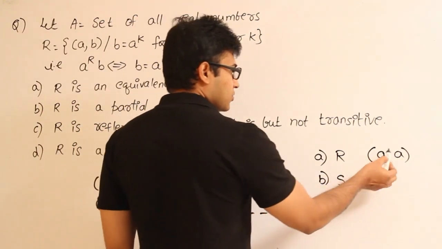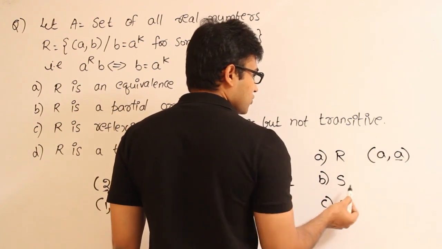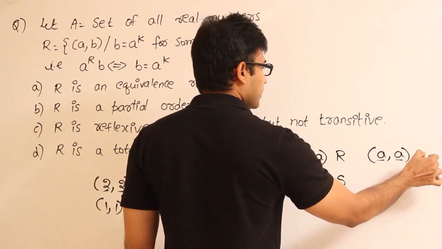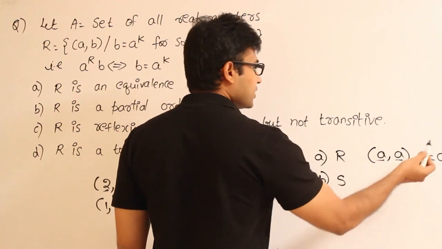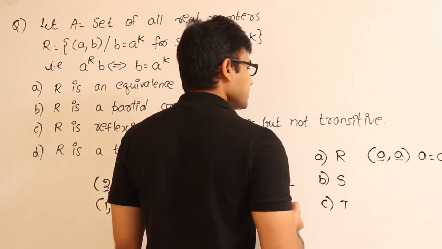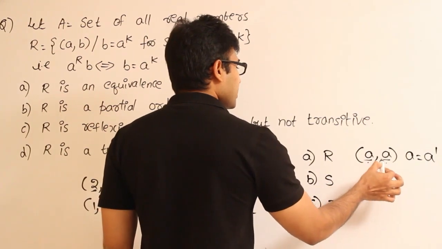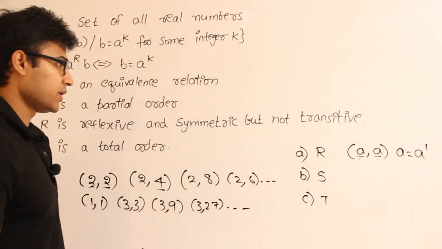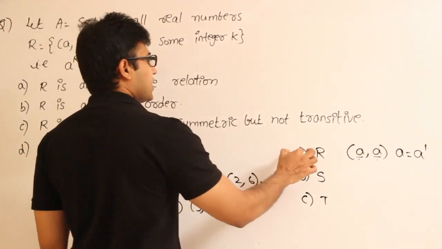If A comma A has to be allowed, then this A should be written as A to the power of some integer, and clearly we can write A equals A power 1, and 1 is an integer. Therefore we can say that all ordered pairs of type A comma A will belong to the relation, and therefore it is reflexive. Yes, reflexive is satisfied.